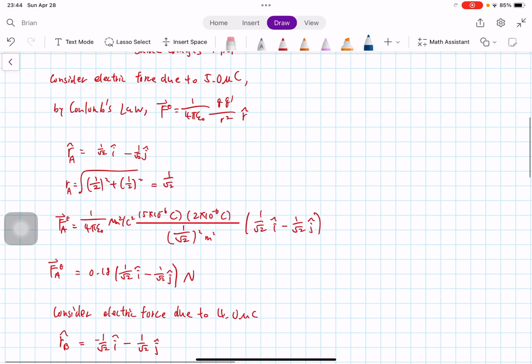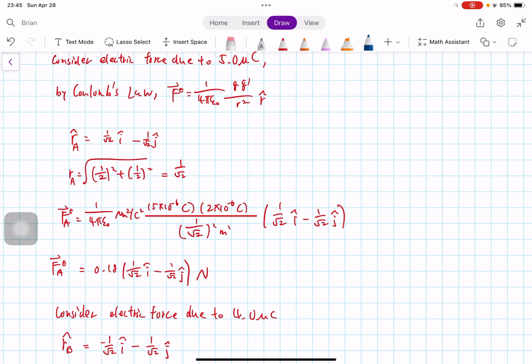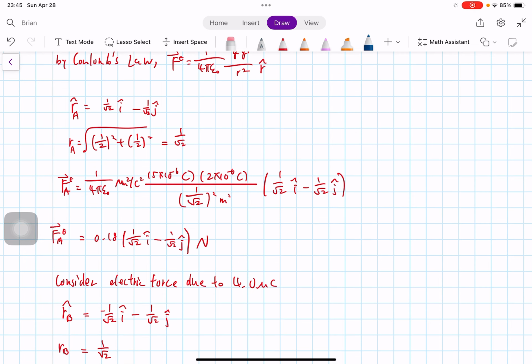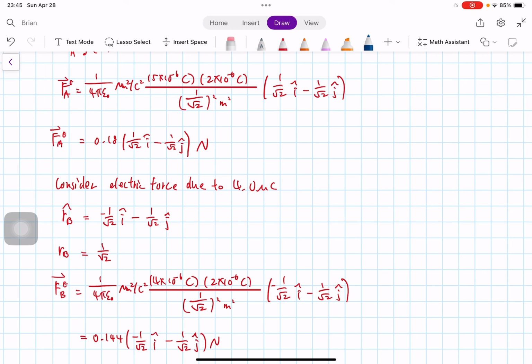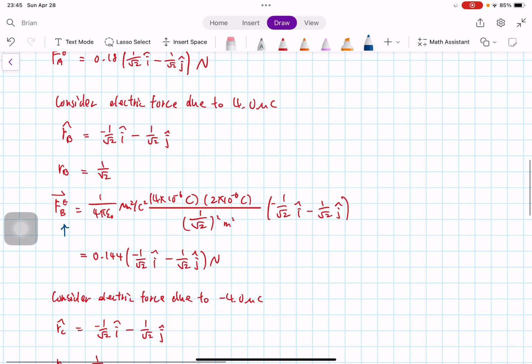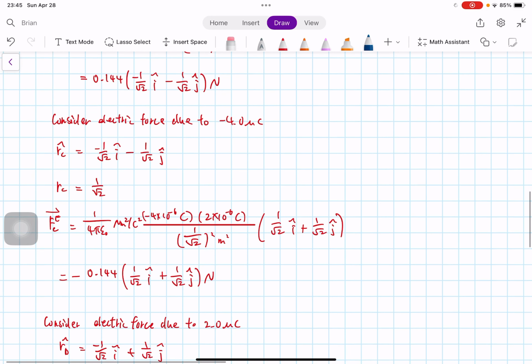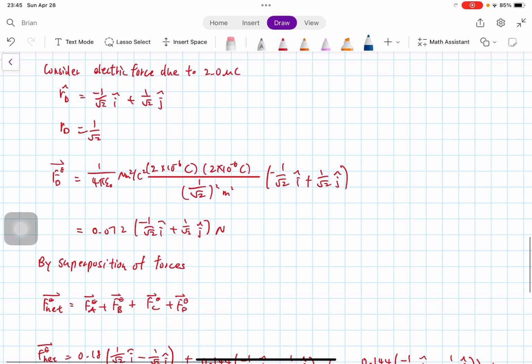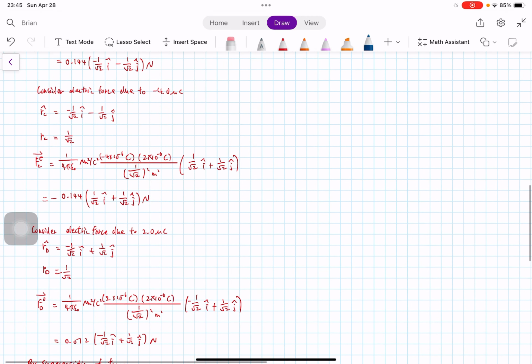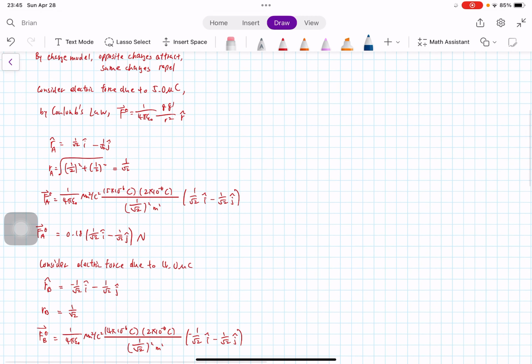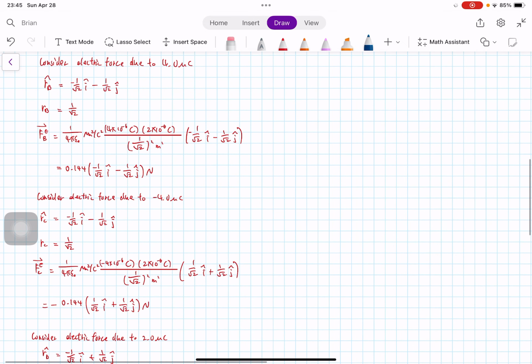Then we can evaluate the force that is acted on the test particle by A. We're just plugging in every value, so that is F_A. Then the same thing goes for F_B, and the same thing goes for F_C, and the same thing goes for F_D. So we have calculated four electric forces that are acted on the particle by A, B, C, and D.